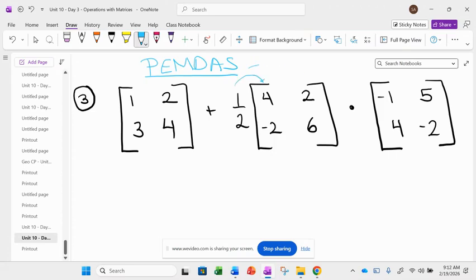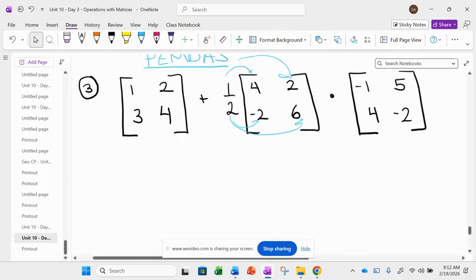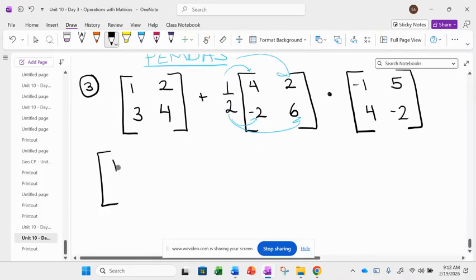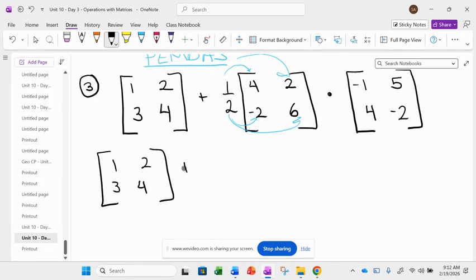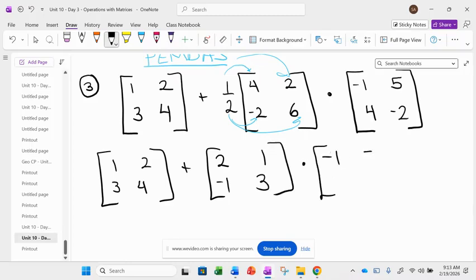So I'm going to start off by multiplying in that scalar. So I'm going to distribute that half into all of the elements. And I'm going to rewrite everything else down. So I have 1, 2, 3, 4 plus half of 4 is 2, half of 2 is 1, half of negative 2 is negative 1, half of 6 is 3. So I distributed in the scalar. And now I'm left with addition and multiplication. What must we perform first, the addition or the multiplication? The multiplication. Am I allowed to change the order of these? No, we have to keep it as it is.